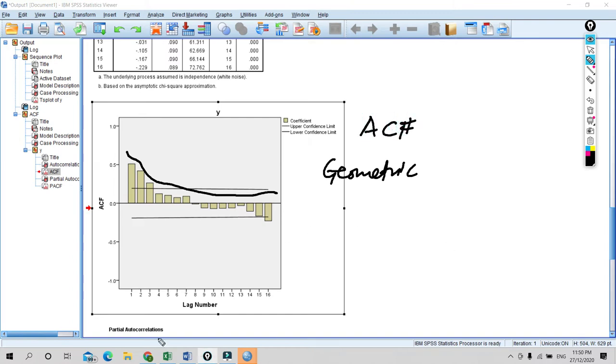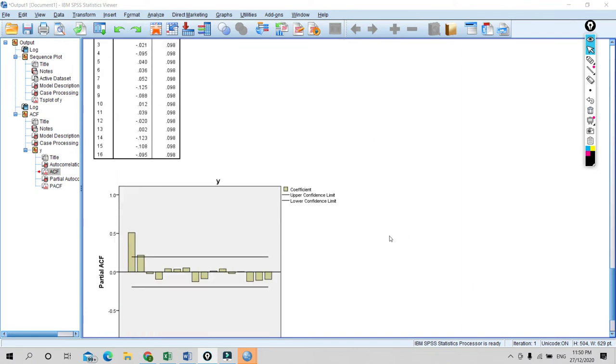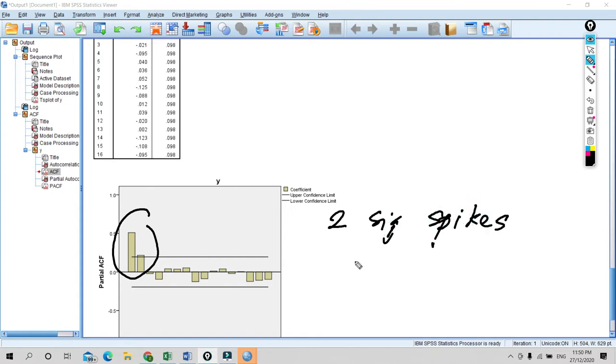And then your PACF, you have two spikes here, 1 and 2. The rest is near 0. So there are two significant spikes. So we assume that this is an AR2 model.